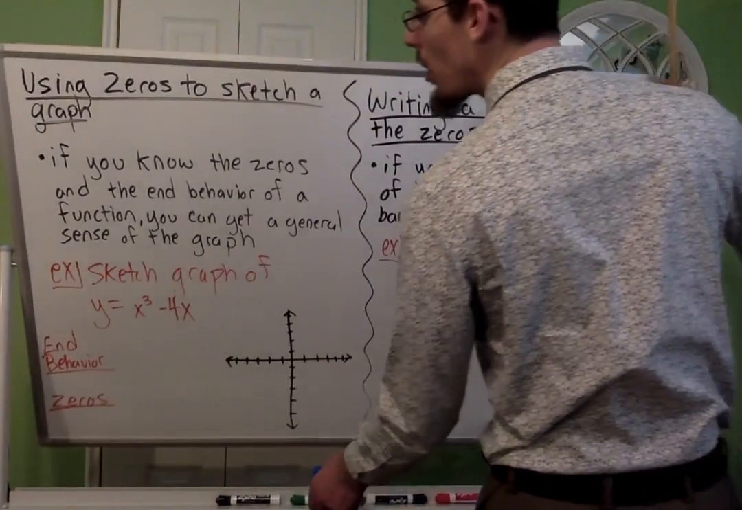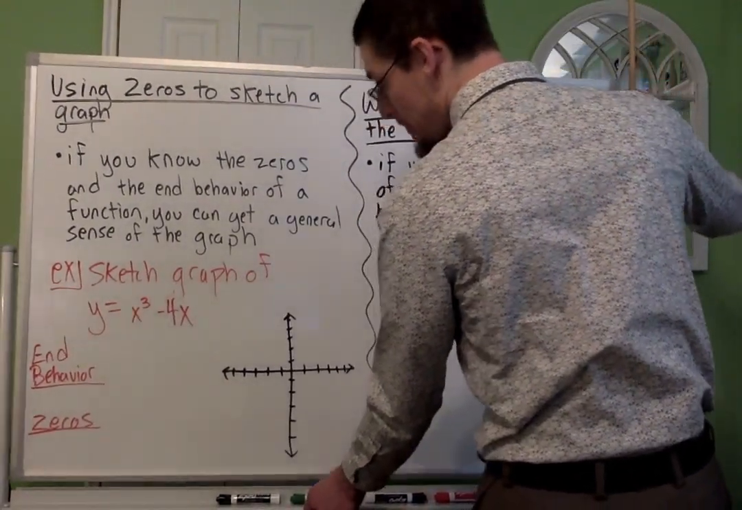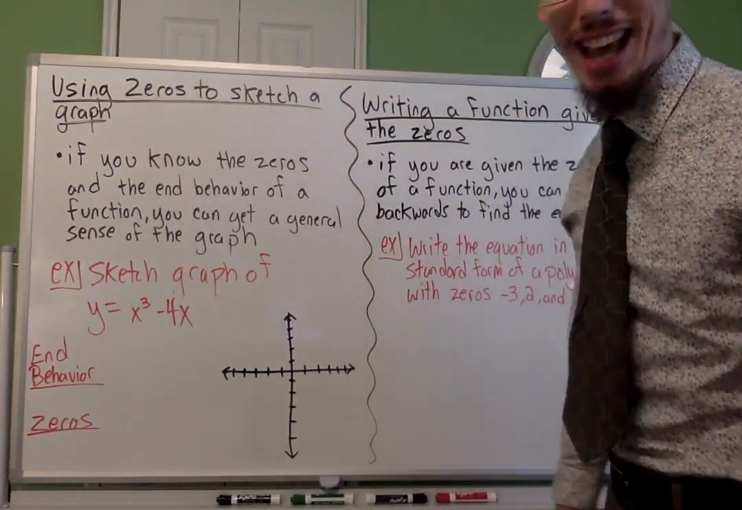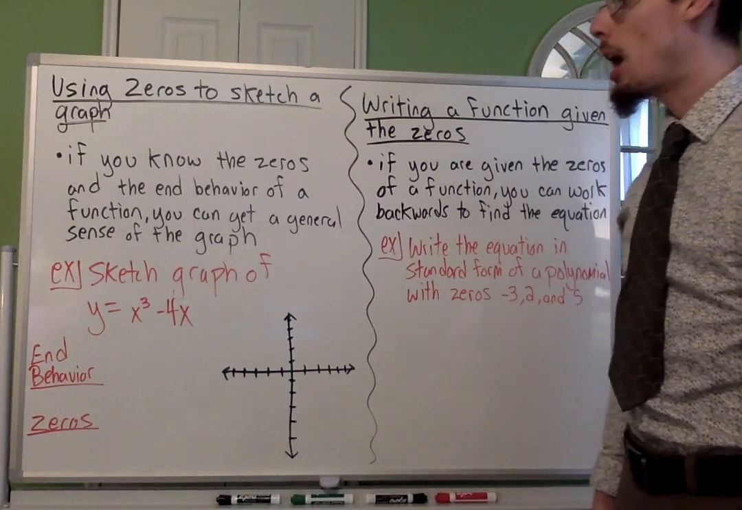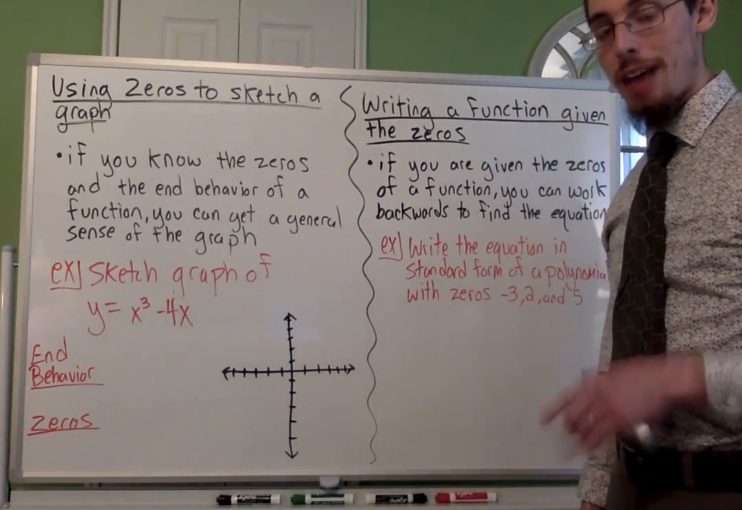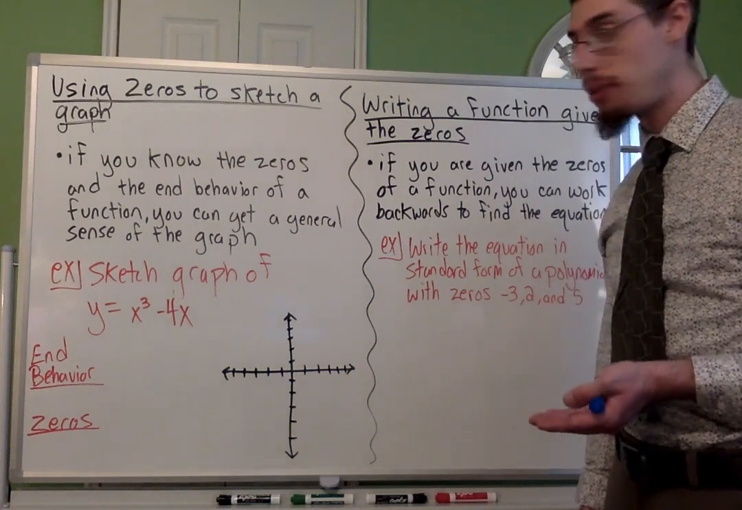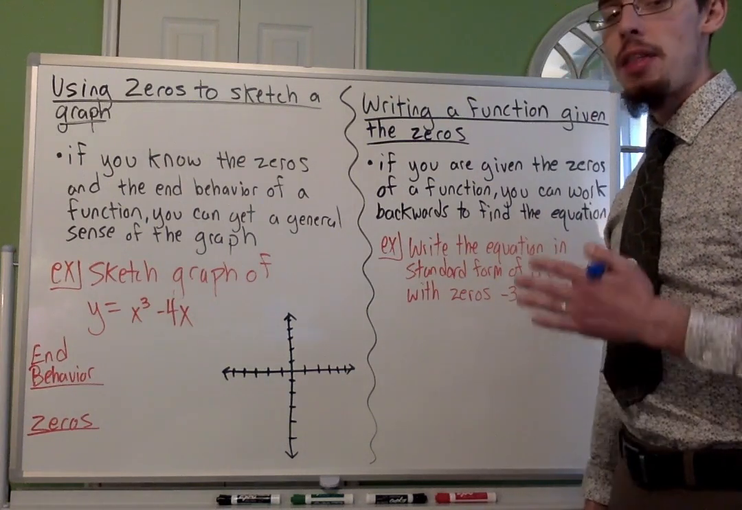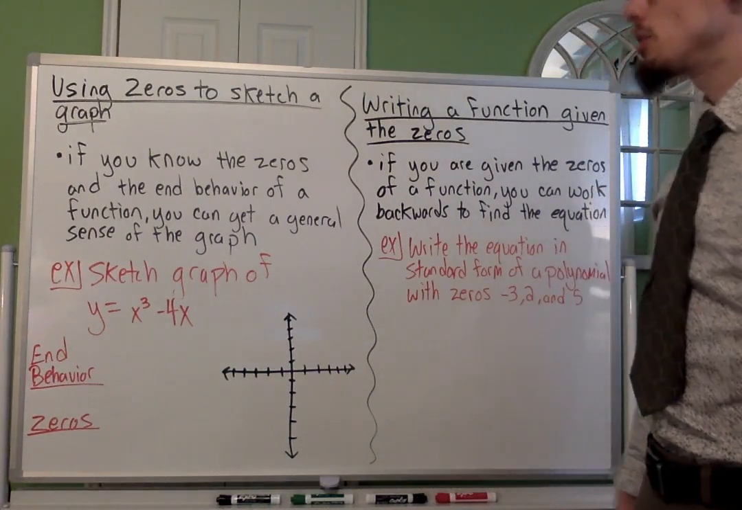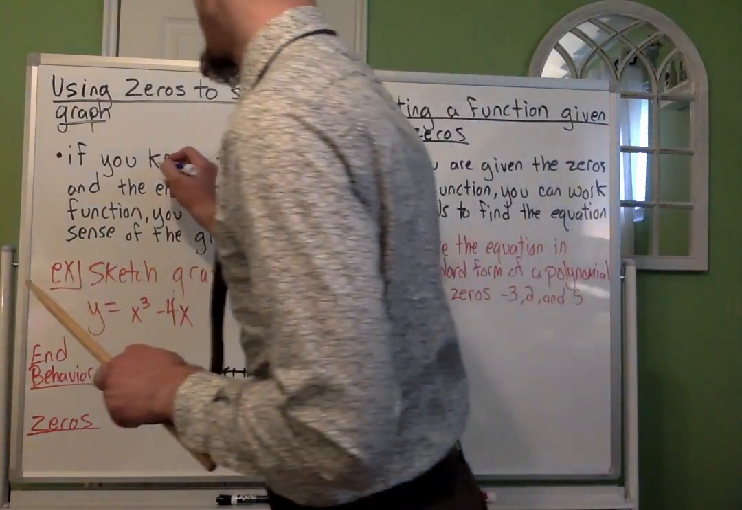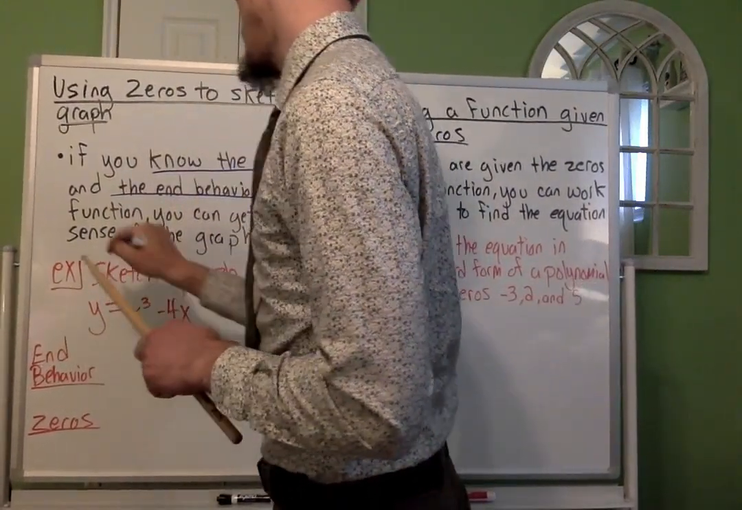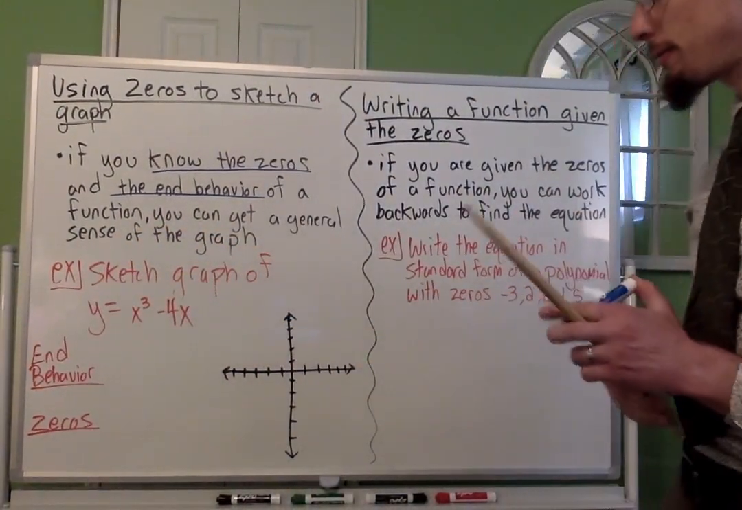Let's just mosey on along here. Let's talk about using zeros to sketch a graph. Because if you know the zeros and you know the end behavior of any function, then you can have a general sense of how the graph should look.